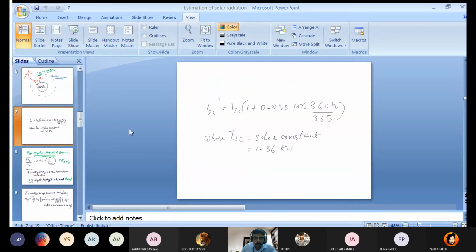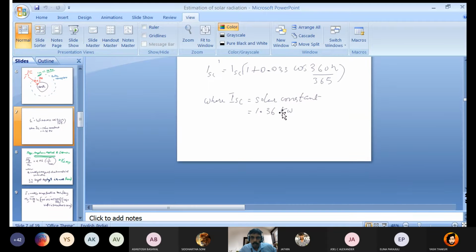Then we have ISC dash is equal to ISC into 1 plus 0.33. ISC dash means the corrected value of the solar constant. Solar constant is not actually constant. It also varies a little bit with the time of the day or day of the year, so it is given by this equation. ISC is a constant, 1.36 kilowatt per meter square, and we will correct it by this equation.